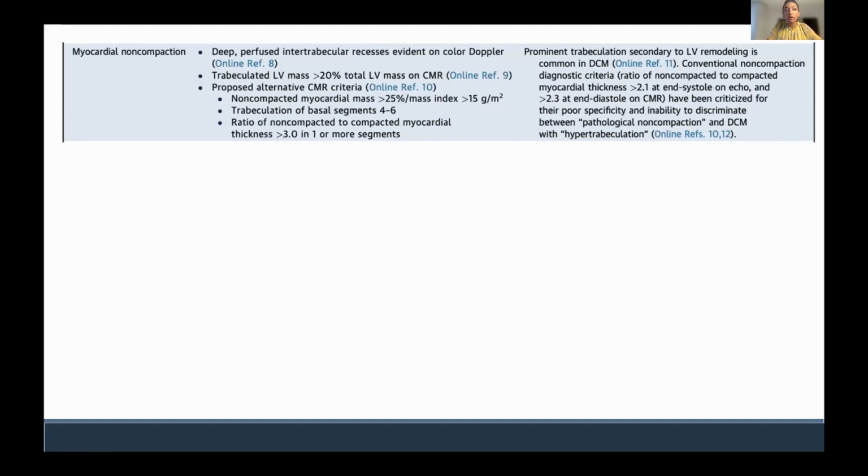It tends to be overcalled a lot because even non-ischemic cardiomyopathy patients, especially African Americans, can have increased trabeculation, but it's important to note that myocardial non-compaction is not just trabeculations. There have to be deep perfused intertrabecular recesses as well, and it has to be present in at least 4 to 6 of the basal segments.